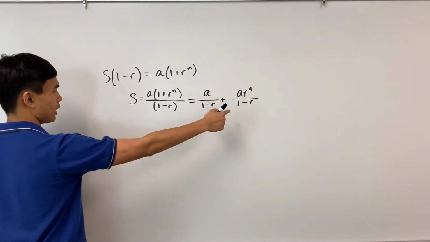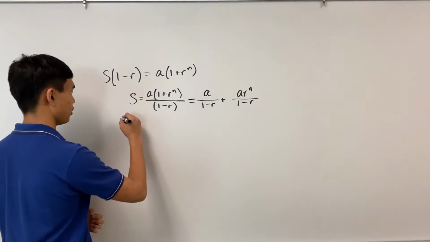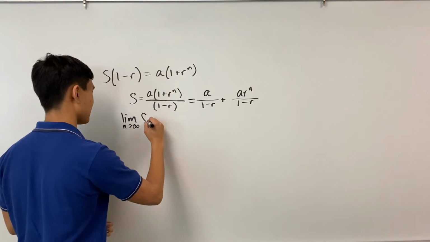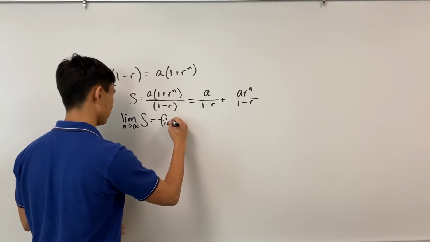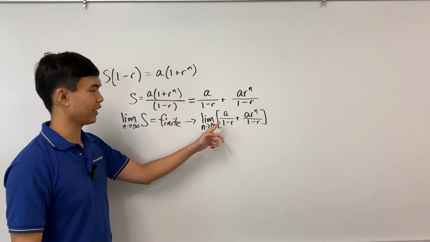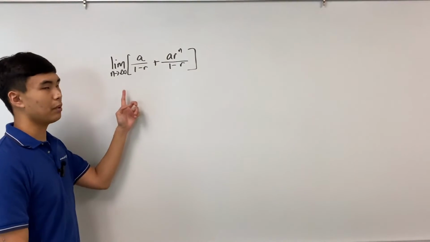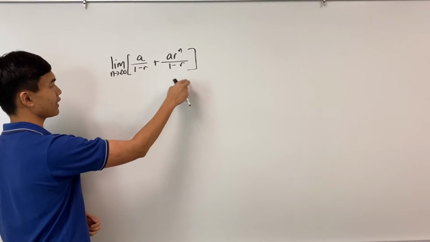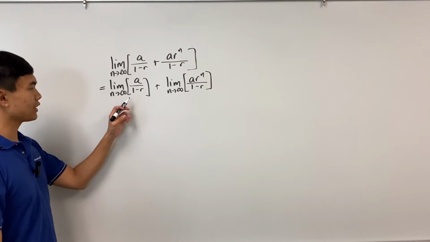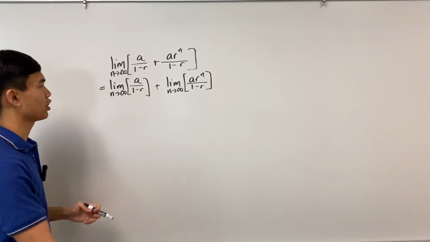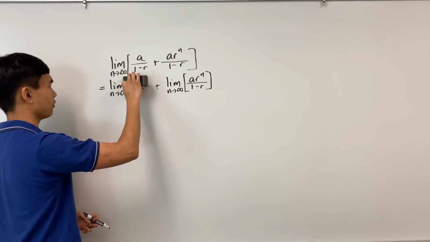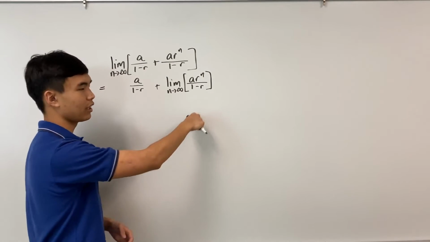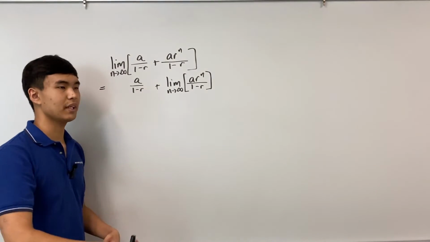We want the sum of infinite terms to exist, so the limit as n goes to infinity of the sum has to be finite. So this means the limit as n goes to infinity of this must exist. But before we see how this limit can exist, I'm going to simplify it first. Using limit properties, we can break this into two limits, like so. Now notice that there's no n in this term here, so we can actually just get rid of the limit. So now we have to figure out when this limit exists. Since a over 1 minus r is a constant, we can just pull it out of the limit, like so.